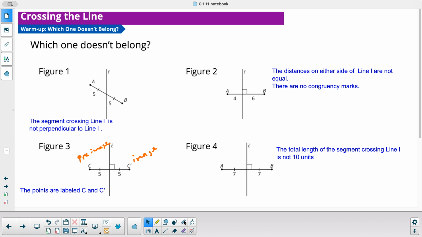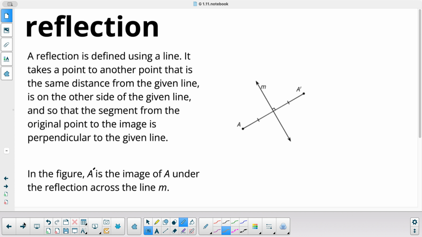This one, just another review here too. This is still a bisector. It's just not a perpendicular bisector. This is perpendicular here on figure 2, not a bisector. 3 is a perpendicular bisector. So line L is a perpendicular bisector of segment C, C prime. Over here, line L is a perpendicular bisector of segment AB. It's perpendicular and it cuts the segment into 2 equal halves.